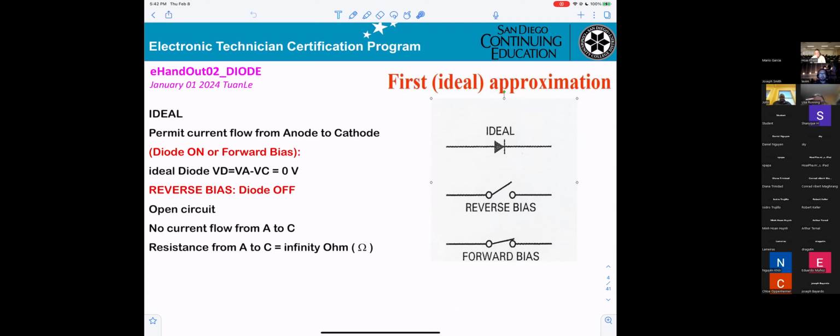And if the voltage from the anode to the cathode is greater than some voltage like 0.7, then the diode will be on. Okay? They will allow current to flow from A to C. If it is less than 0.7 for a silicon diode, then the diode will be off. Off means open, no current flow.